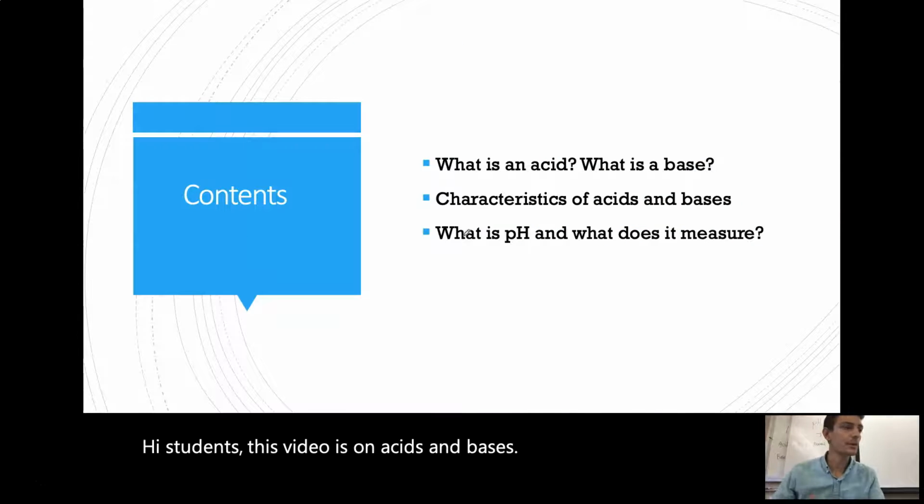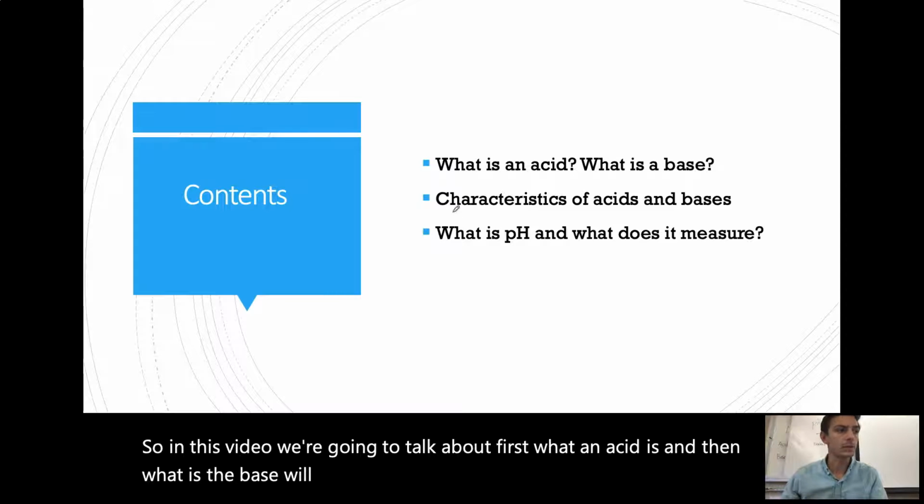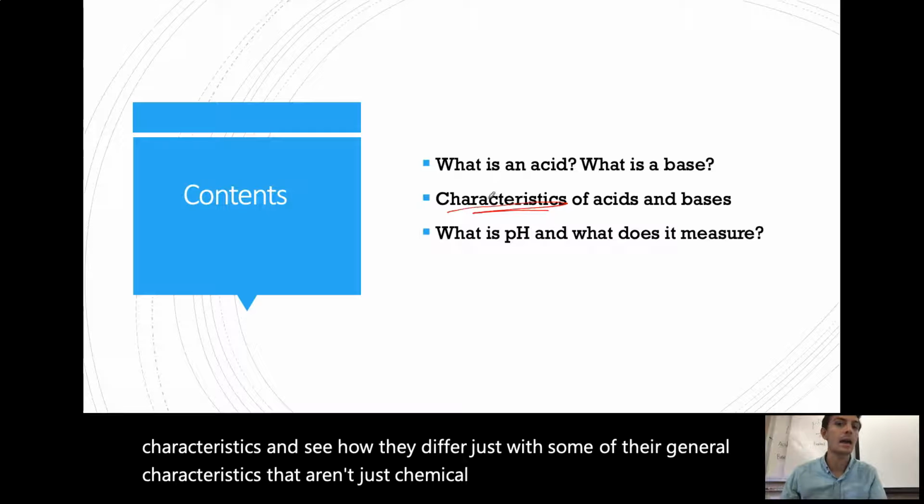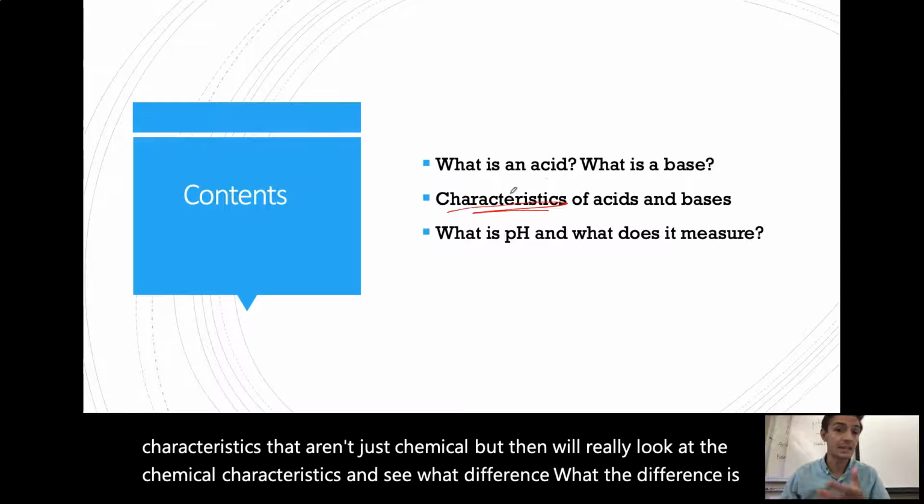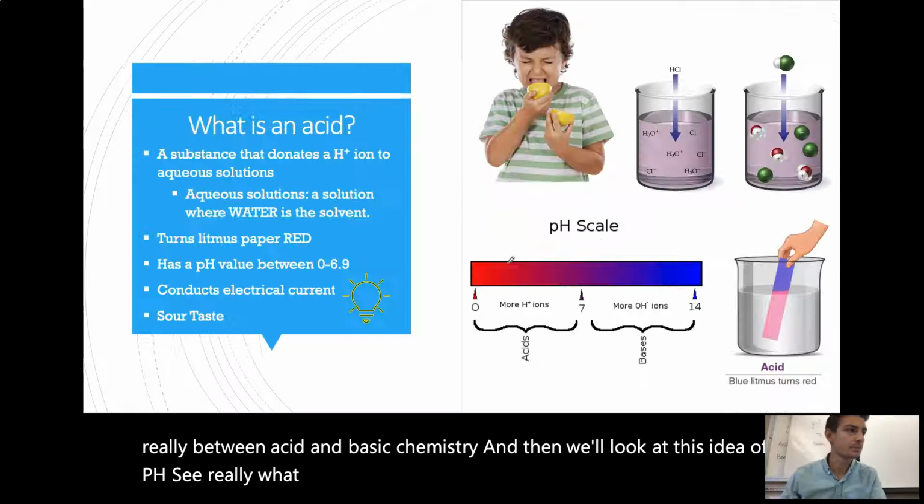So in this video we're going to talk about first what an acid is and then what is a base, and we'll compare the two of them and also look at their characteristics and see how they differ just with some of their general characteristics that aren't just chemical, but then we'll really look at the chemical characteristics and see what the difference is really between acid and base chemistry. And then we'll look at this idea of pH and see really what does pH measure.